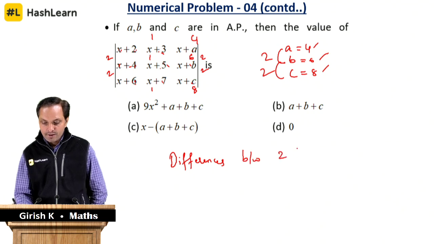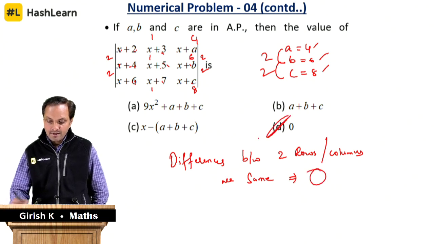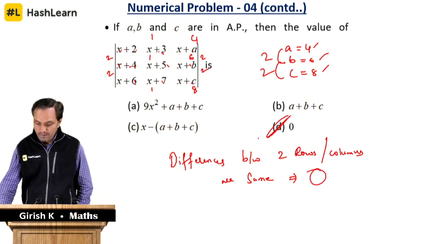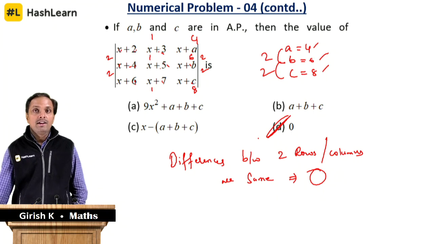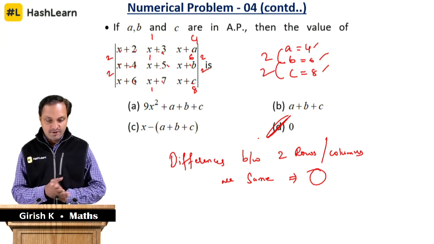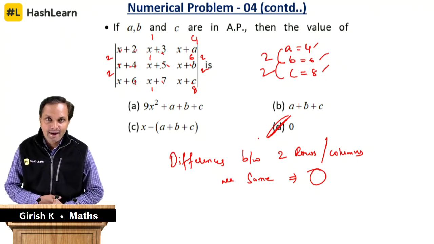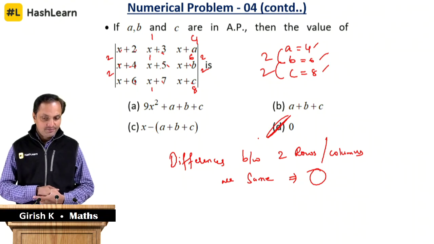Differences between two rows or columns are same. Okay, so then what happens? If the differences are same between two rows or columns, you know that directly you can mark the option as 0 because that vanishes. Is that okay? Yes, Pankaj?